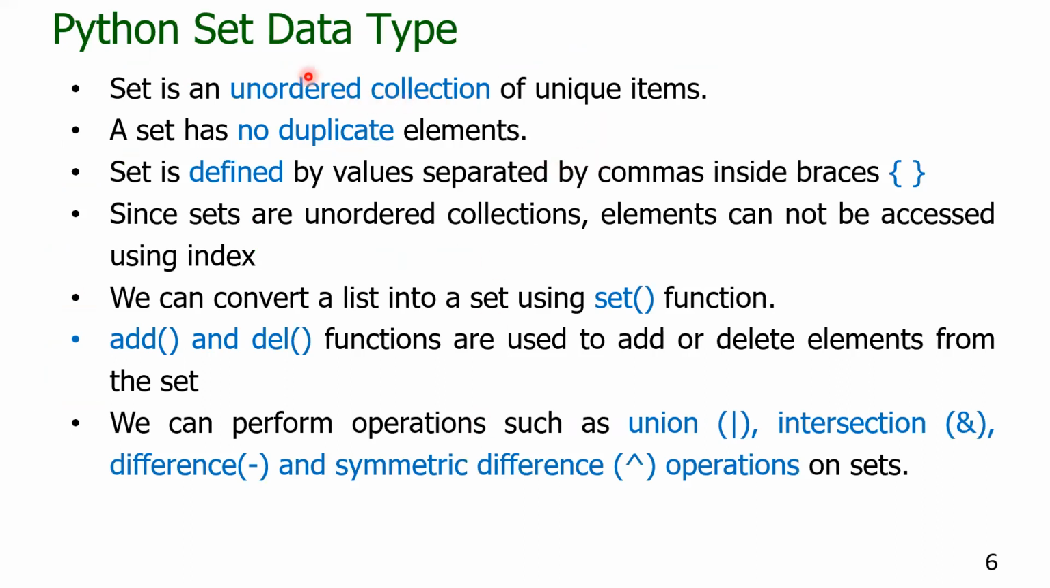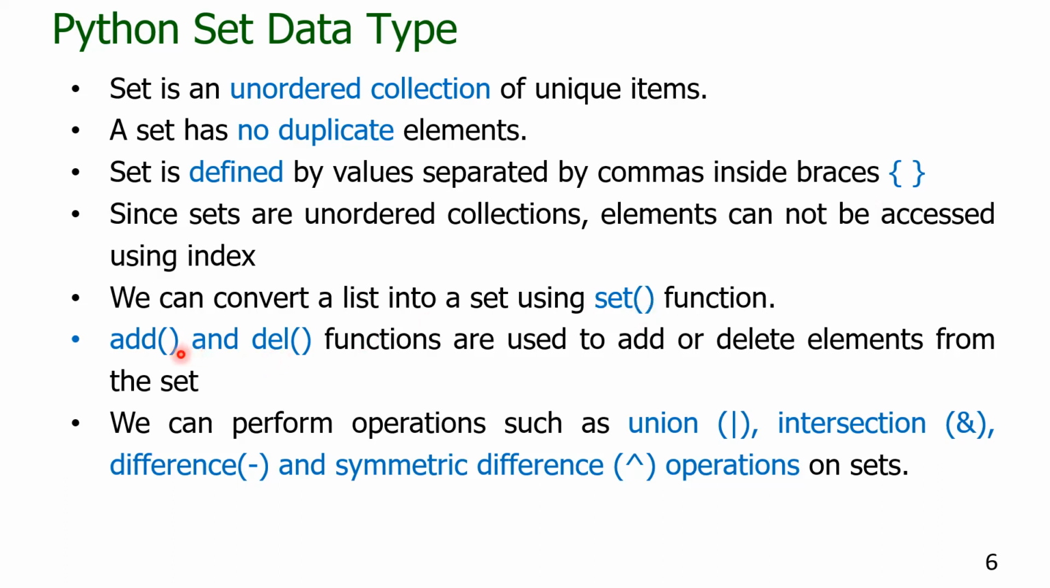The next data type is the Python set data type. Set is an unordered collection of unique items and a set has no duplicate elements. Set is defined by values separated by commas inside curly braces. Since sets are unordered collections, elements cannot be accessed using an index. We can convert a list into a set by using the set function. Either we can use the curly brackets for creating a set, or we can pass the list as an argument to the set function in order to convert the list into a set.